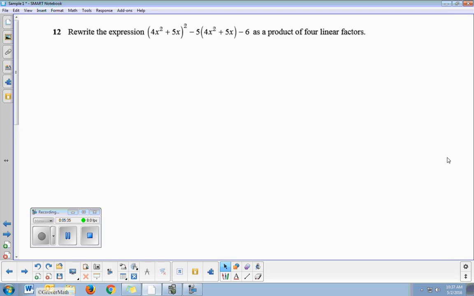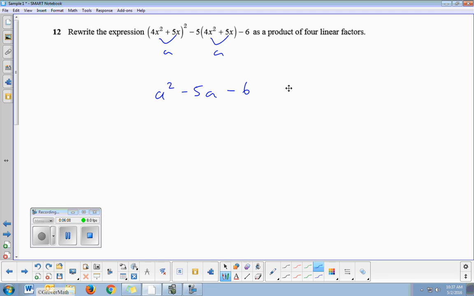The shorter way is recognizing relationships, recognizing patterns. This is not an easy thing to do here, but notice that this is the same thing here. Let's pretend for a second that this whole thing was just x. Or let's pretend it's a. Let's say this equals a. We would have a squared minus 5a minus 6.